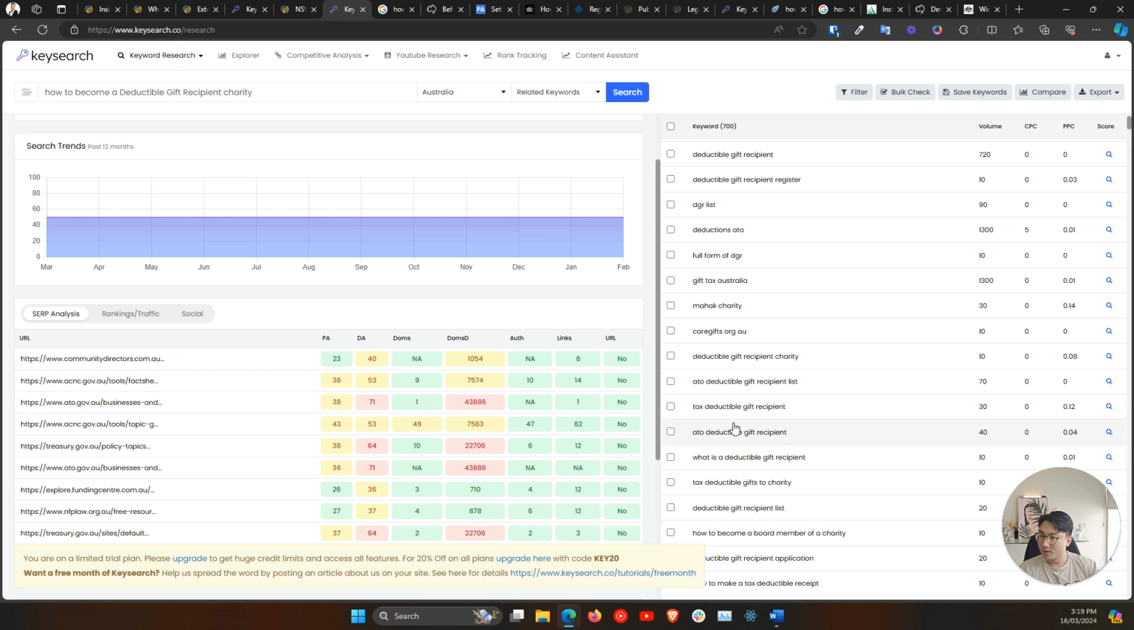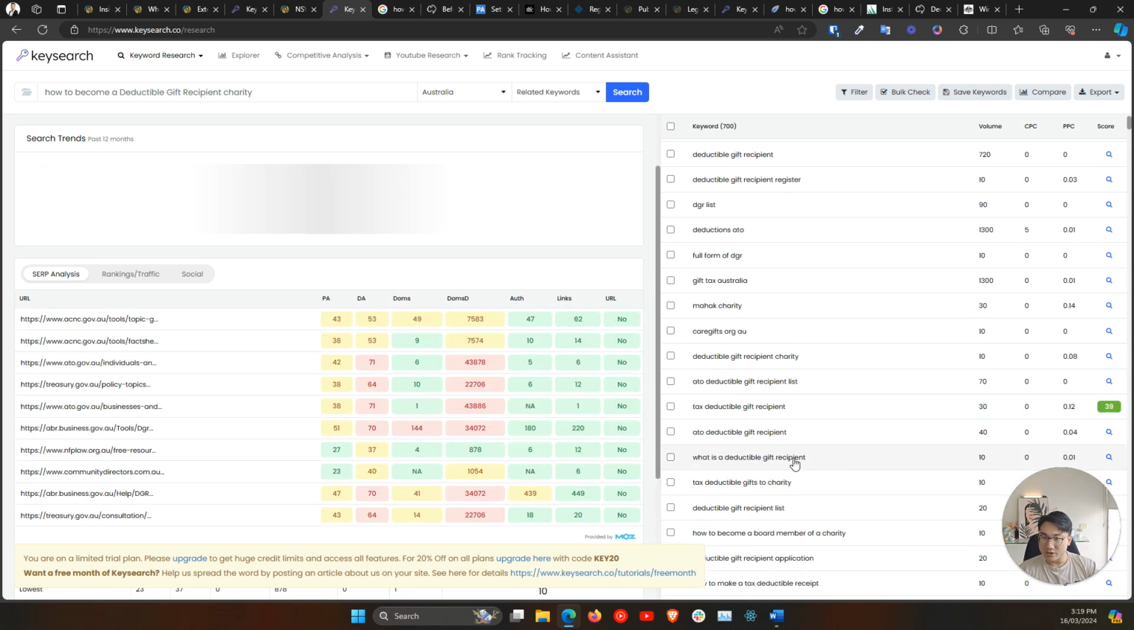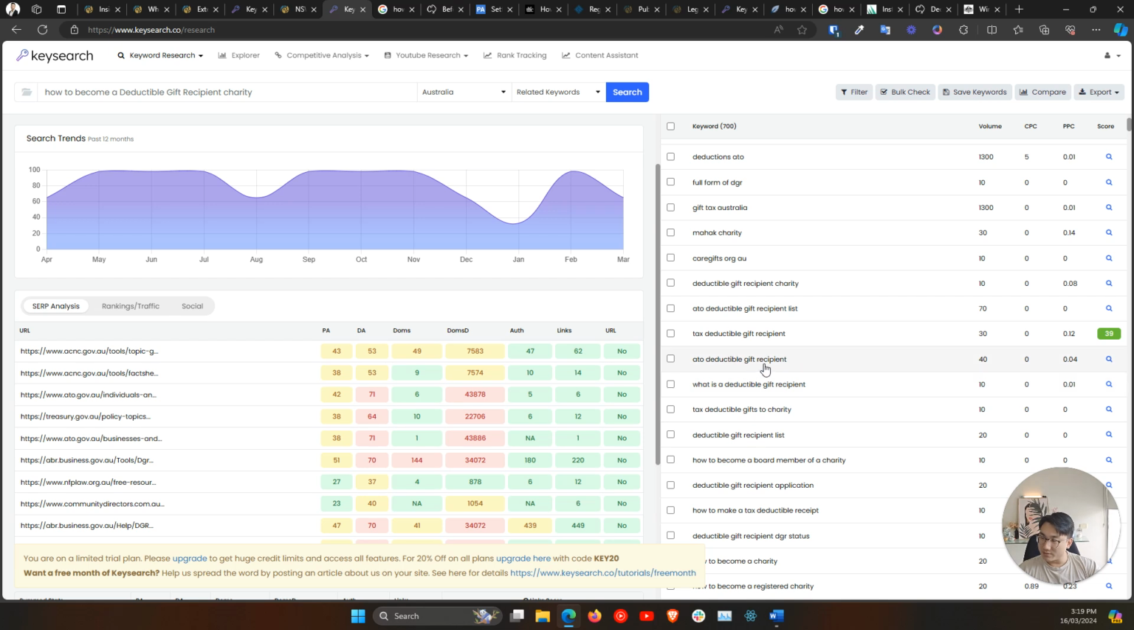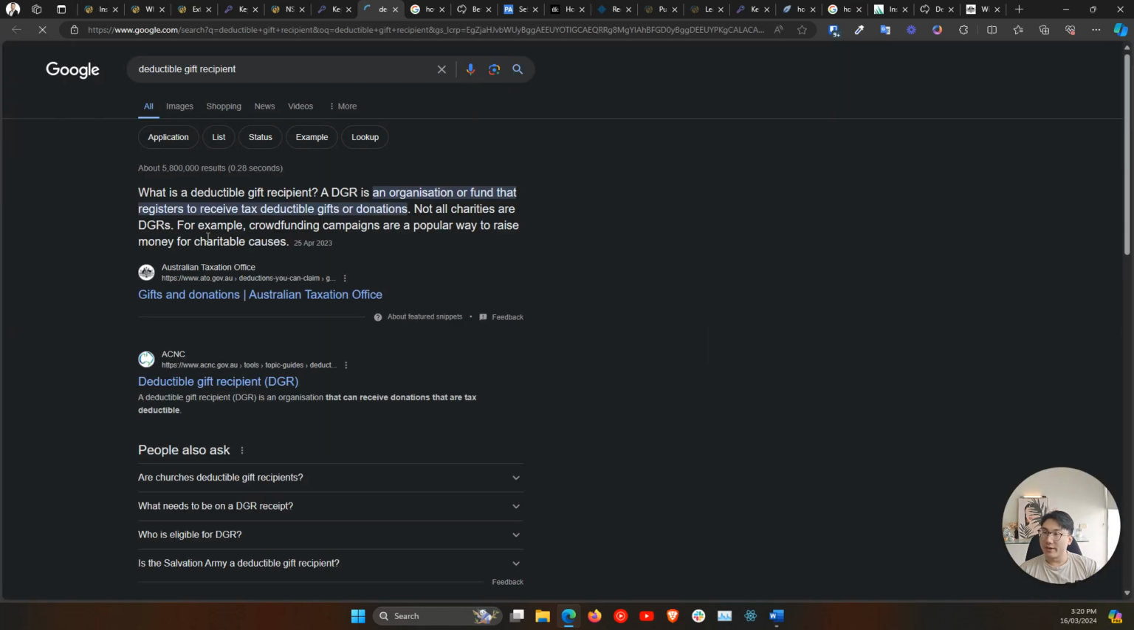some search volume. Tax deductible gift recipient is rather broad, and even though it's got 30, I don't want to target it. Maybe I should. Let me look. Let me see what other articles, these topics, these key searches here. I try to avoid these ones because it's not really answering a question or anything, it's just a topic. This one, deductible gift recipient. Let me have a look at that one.